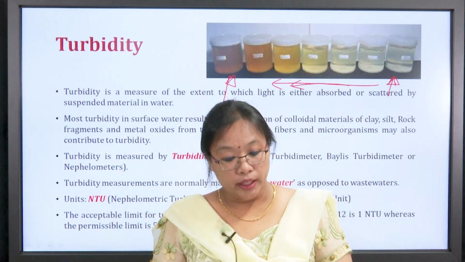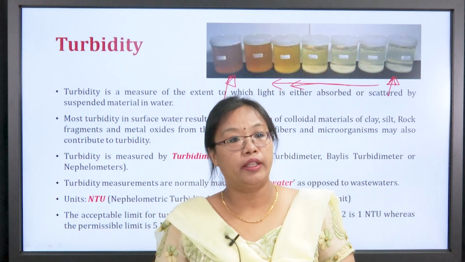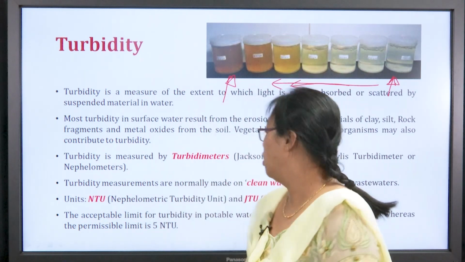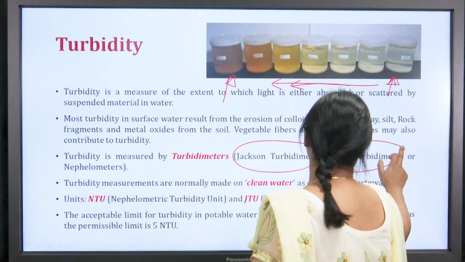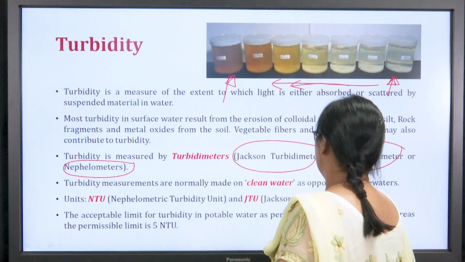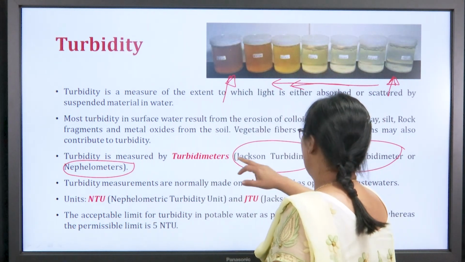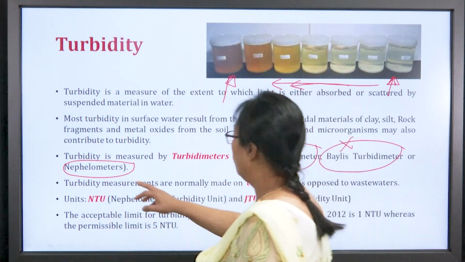So, turbidity is measured by a turbidimeter. There are 3 types of turbidimeters. First one is the Jackson turbidimeter, Baylis turbidimeter and nephelometer. The Baylis one is not that much used. The most commonly used in the past was the Jackson turbidimeter, and now we generally use nephelometers.